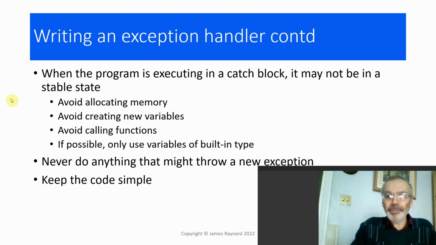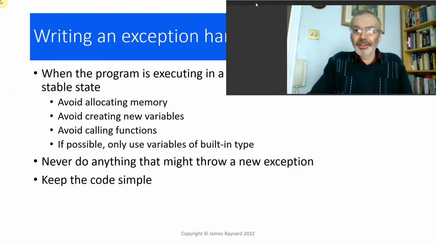When the program is executing inside a catch block, this implies that something unusual has happened which is outside the normal control flow. So the program may be in an unstable state. We need to be careful that we don't disturb it any further. So we should avoid things like allocating memory, creating new variables, and calling functions. If we do need any variables, we should try to use built-in ones if we can. Never do anything which might throw a new exception. That's a very bad idea. And keep the code very short and very simple.